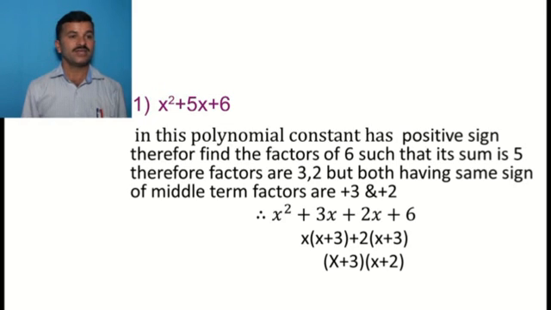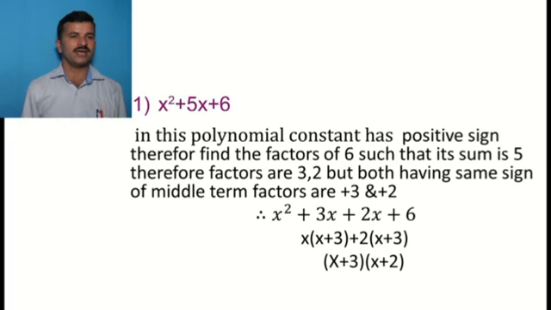But here 6 has a positive sign and you can learn that plus into plus is equal to plus and minus into minus is equal to plus, means you have to give the sign of the middle term to both the factors, positive. Therefore factors are plus 3 and plus 2 and equation becomes x square plus 3x plus 2x plus 6. It means it has four terms, that means two pairs. First pair is x square plus 3x and second pair is 2x plus 6.